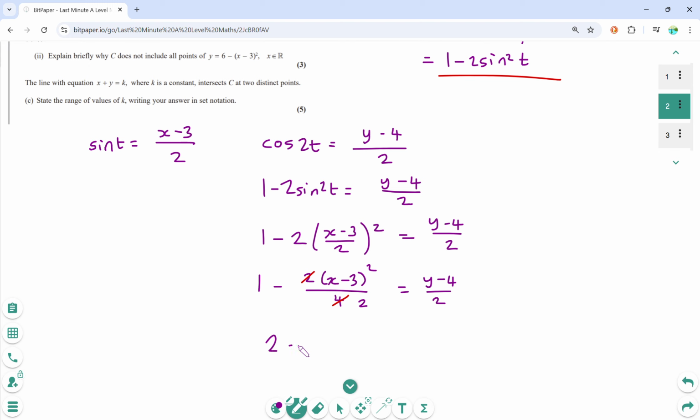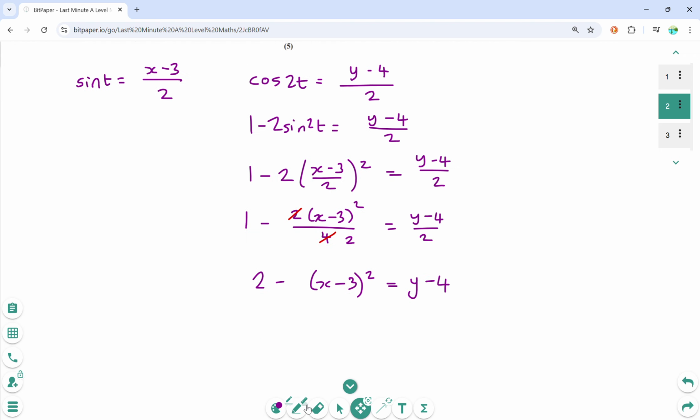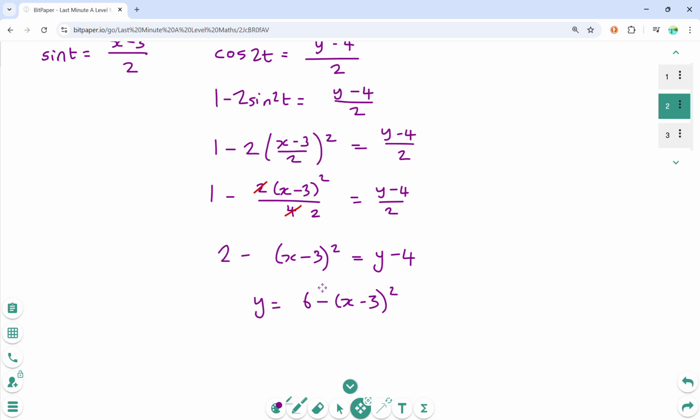Times by 2 here, 2 minus (x minus 3) squared is y minus 4, and then just move your 4 over. Y equals 6 minus (x minus 3) squared, which is what they're asking for. So then we're done.